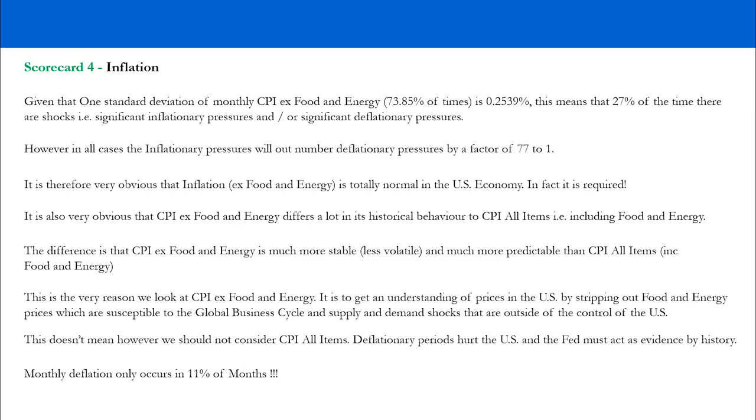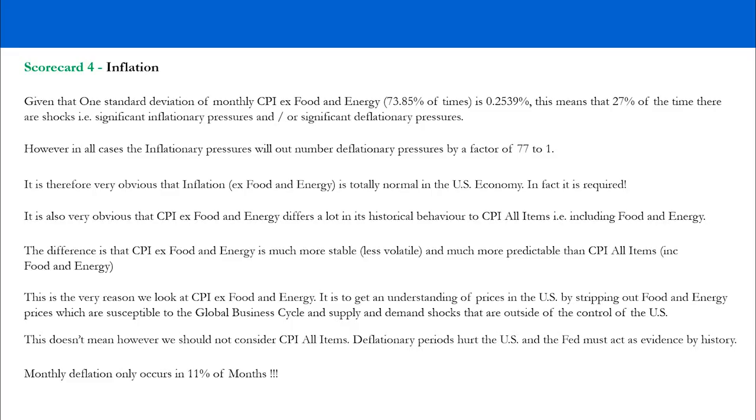It's therefore now really, really obvious that inflation, ex food and energy, in its entirety is totally normal in the US and is totally required. So very similar in our analysis to CPI, including food and energy. The ex food and energy number, when we're learning about this number, what we're actually learning about is the wider capitalist system. If we exclude food and energy from CPI statistics, what we're seeing is that inflation is actually fairly predictable and absolutely necessary.